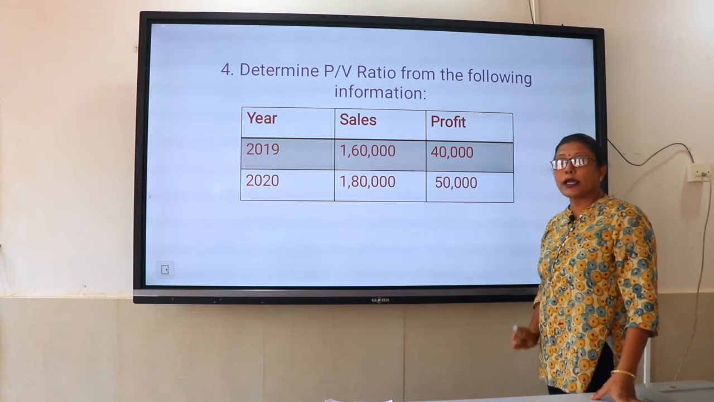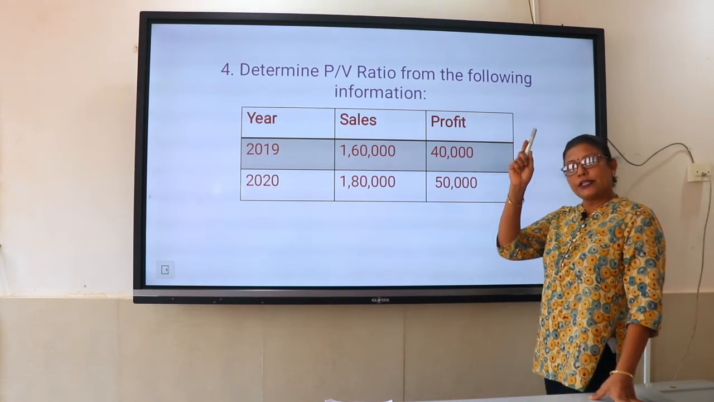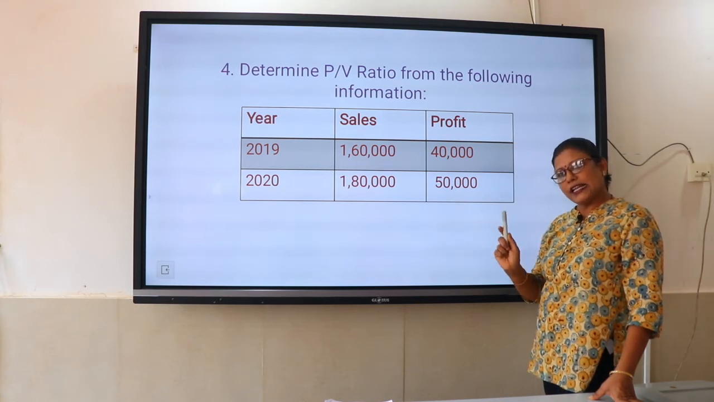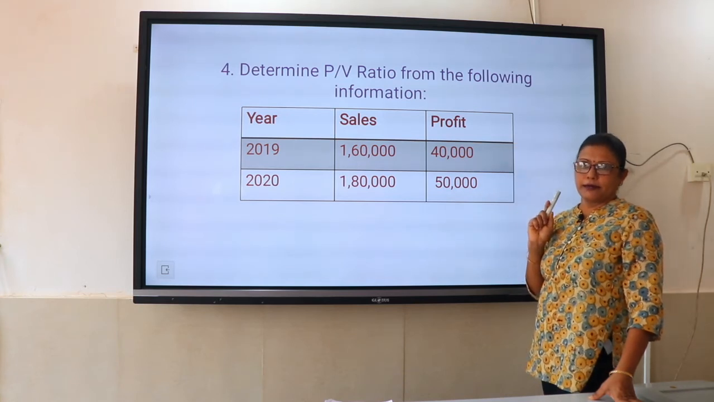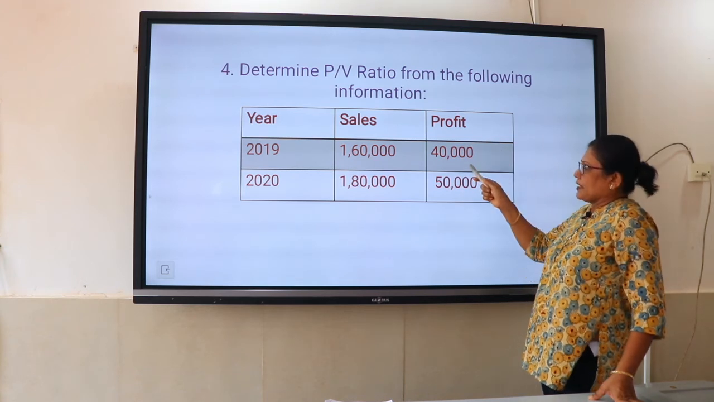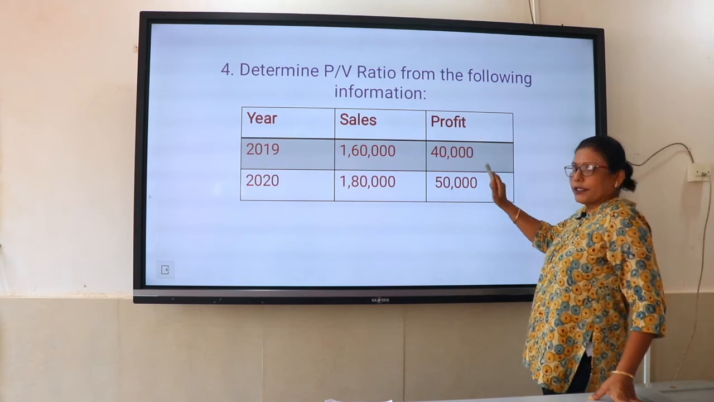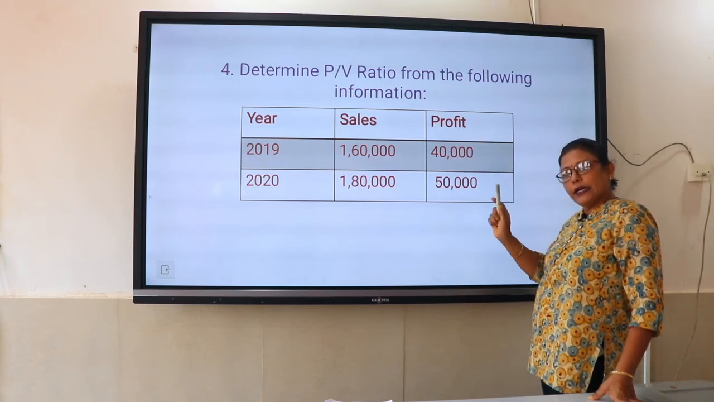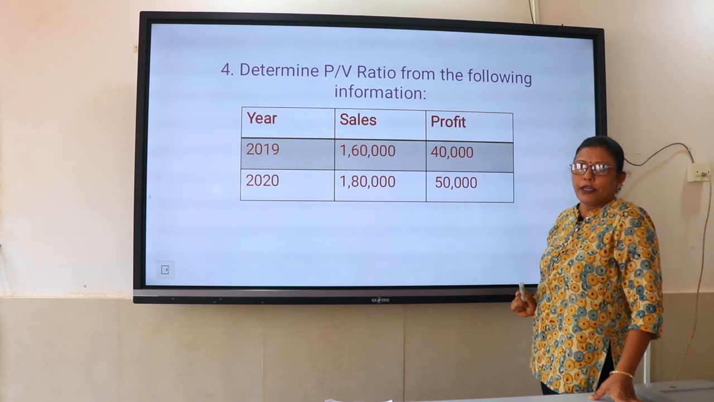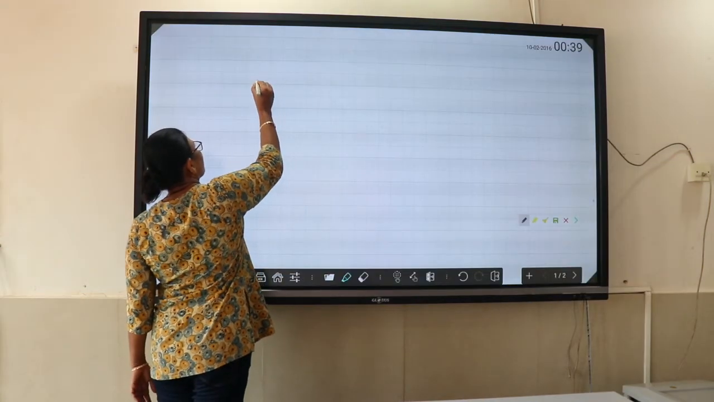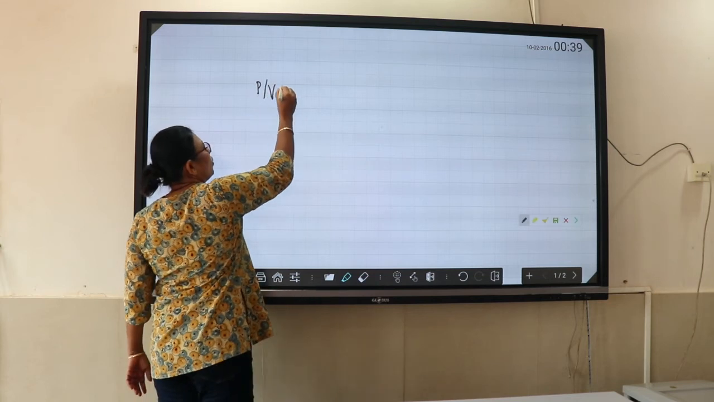So which formula can I use for this? Change in profit divided by change in sales multiplied by 100. Okay, because profit is given. So I have to take the difference between the sales and the difference between the profit. Clear? And I can determine a PV ratio. Okay, let us solve this. So 2 years figures have been given, so I can determine PV ratio.